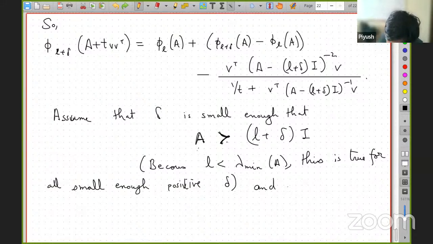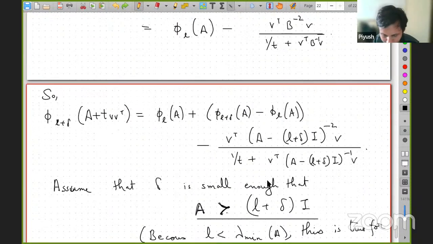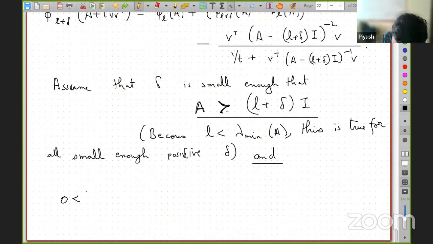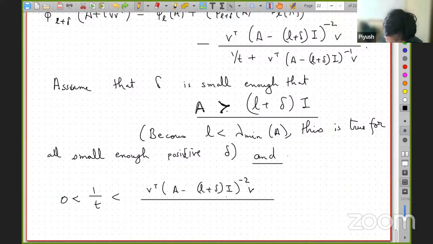So this is one condition, and the other condition is again on t. Again by the same kind of thing, we want to say that this phi L is also decreasing, and 0 less than 1 by t is less than v transpose A minus L plus delta. So the point of this is to make sure that the matrices that we're inverting are all positive definite.